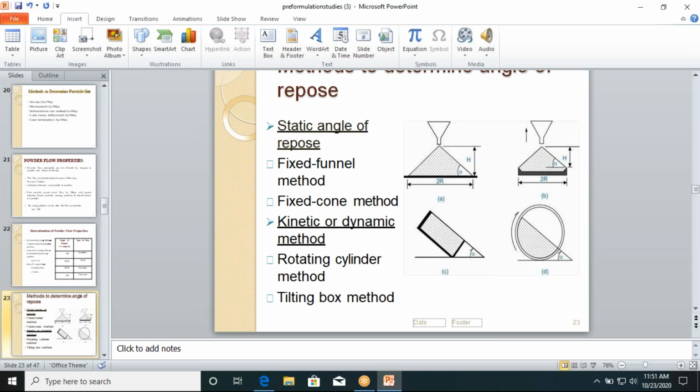I think you have done the fixed cone method or funnel method. There are different methods used for determining the angle of repose. The first one is the static angle of repose, which is determined by two methods: the fixed funnel method and the fixed cone method. Then there is the kinetic or dynamic method, in which you will use the rotating single cylinder method or the tilting box method. We will be discussing these in the next class. So these are the methods you will be using for determining the angle of repose.